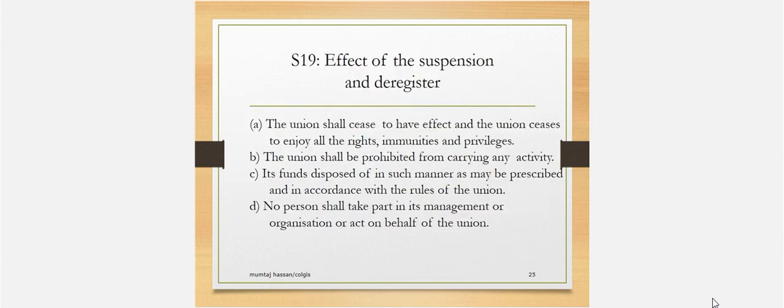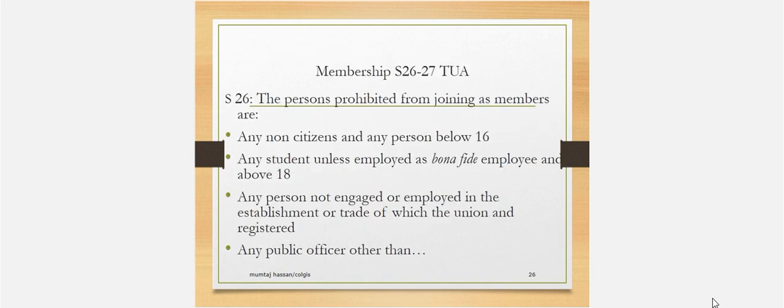Okay, then the effect of deregistration. So the union does not exist. That means they have no right to do anything. Okay, so you can look at section 19 here. Then membership. Okay, I think we stop here.